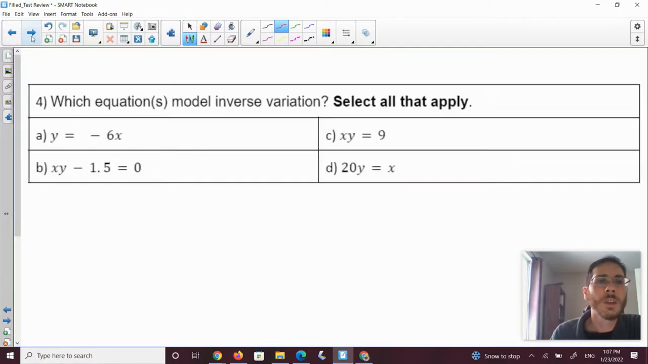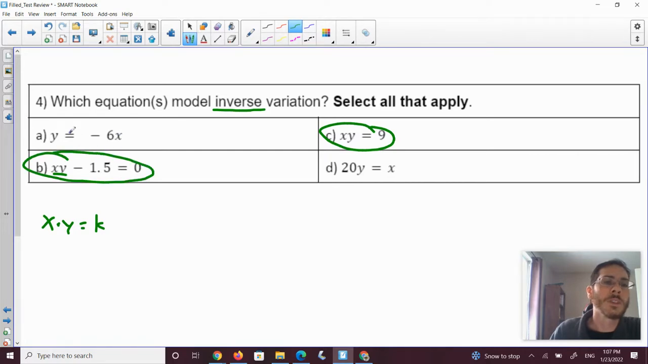All right. Number 4, which ones model inverse variation? Select all that apply. So again, we're dealing with inverse variation. So we want things that are of the form x times y equals k. So it's really easy to pick these ones out. This one has x times y. This one has x times y.